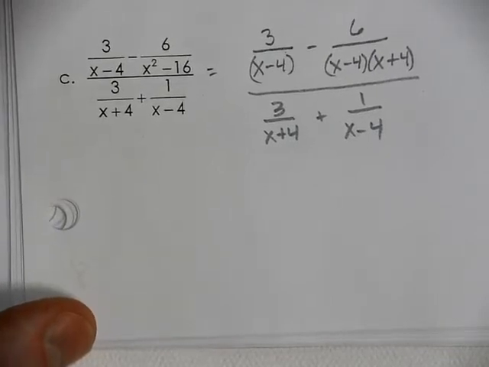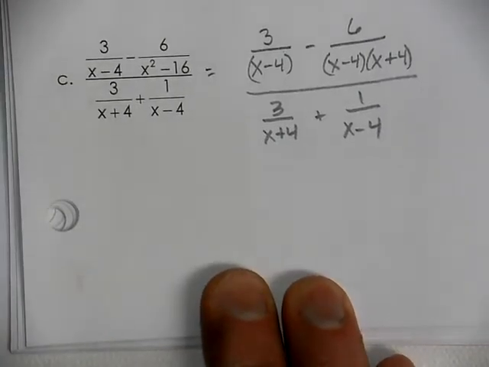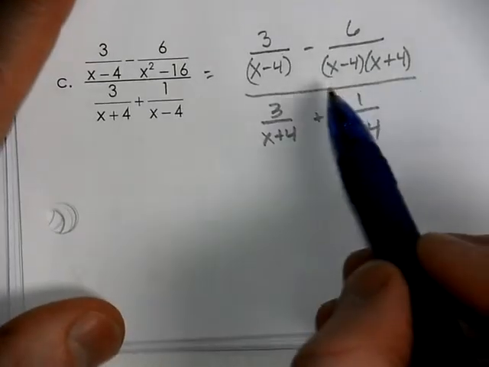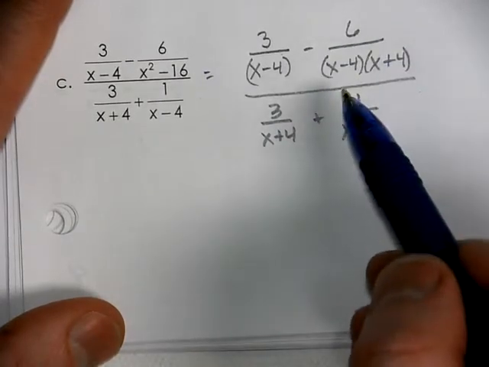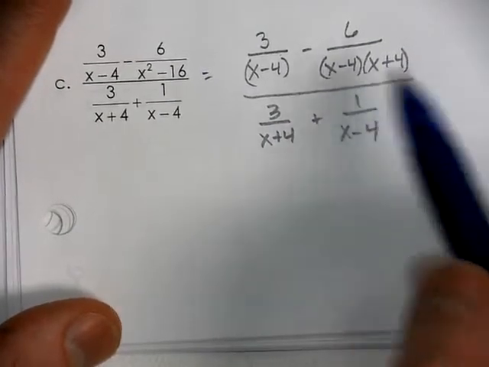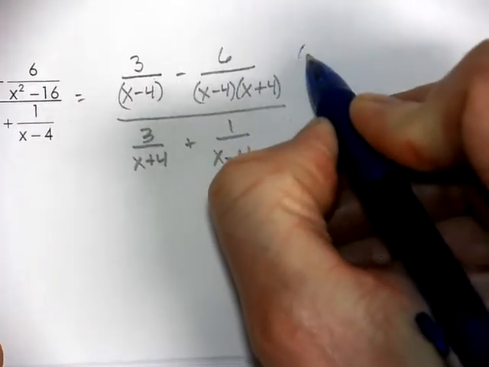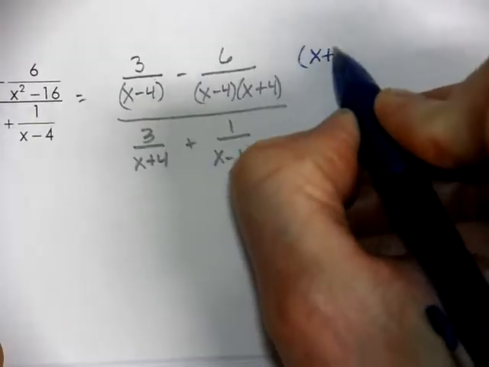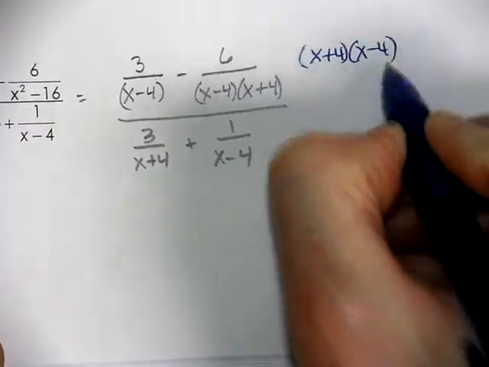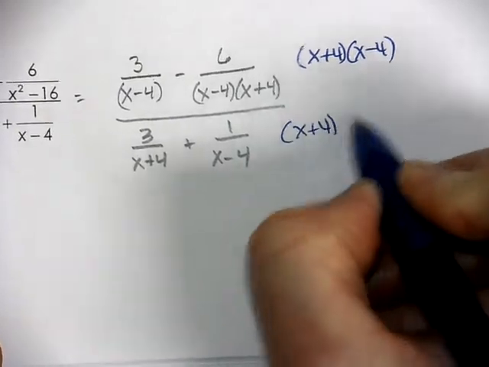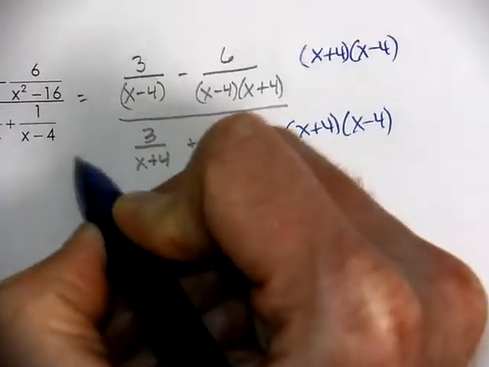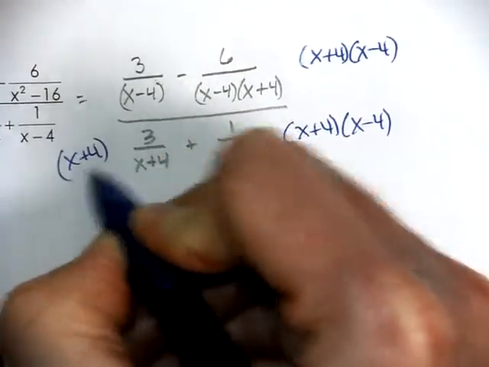So now we're going to look for a common denominator. What do each of the denominators all have? They either have an x plus 4 or they have an x minus 4, and in this case, this one has them both. So we're going to multiply x plus 4 and x minus 4 to every fraction, because that's what our common denominator would be.